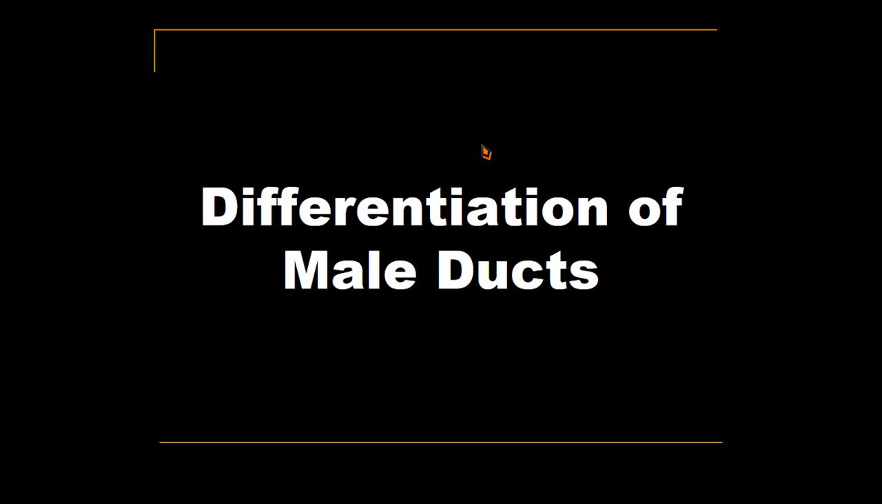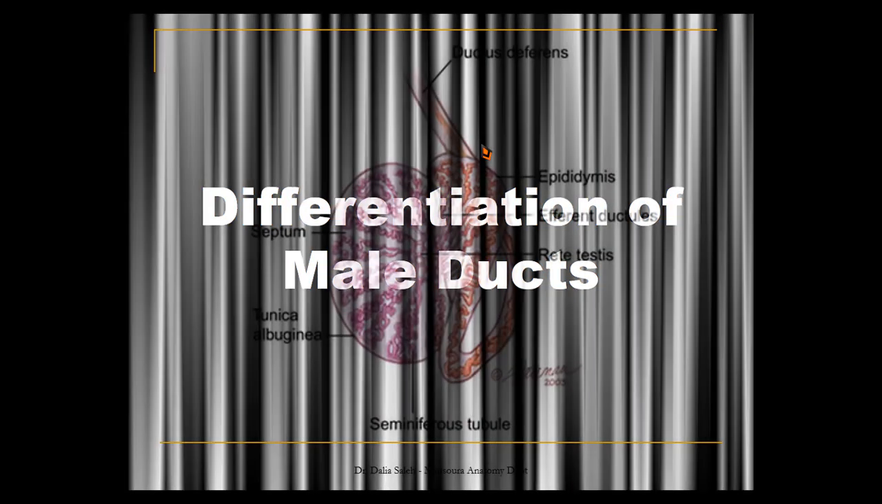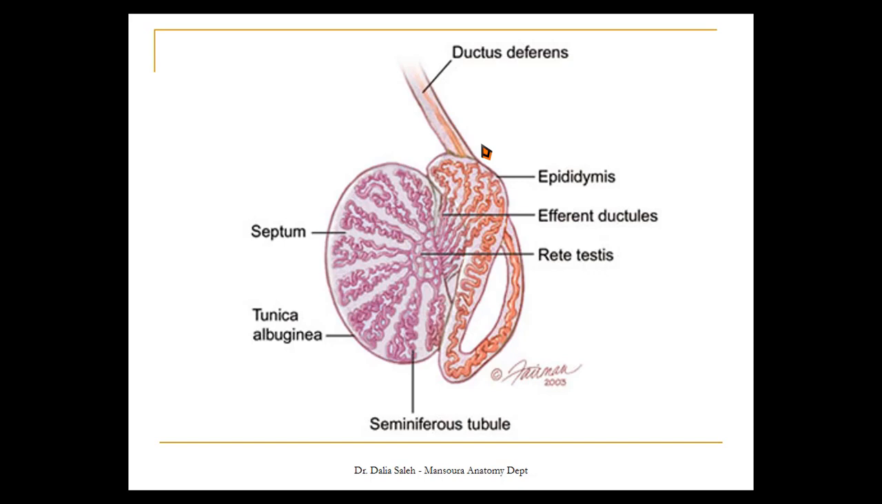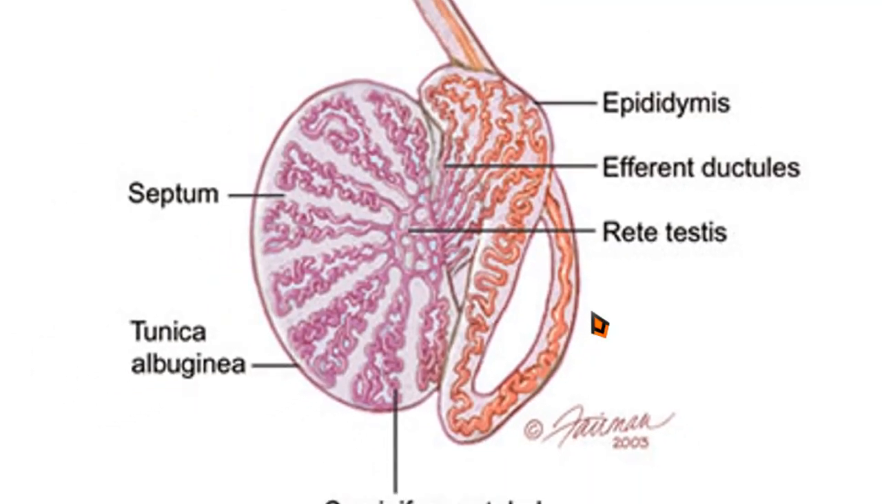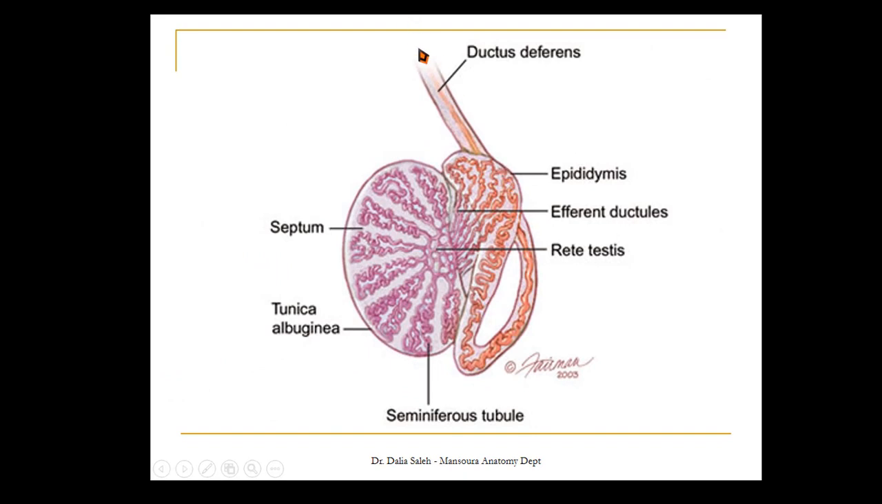Next, we will talk about the differentiation of the male ducts. This is a section in the adult male testicle. It should look like this. These are the seminiferous tubules. Their ends collect into a network called the rete testis. They are connected by vasa efferentia to the epididymis. The epididymis is formed of a head, body, and tail, and this is the ductus deferens or the vas deferens.